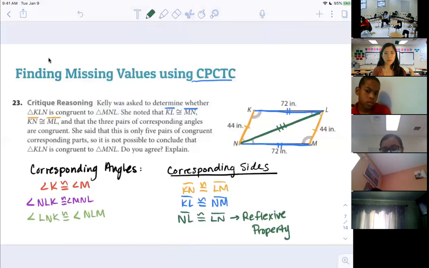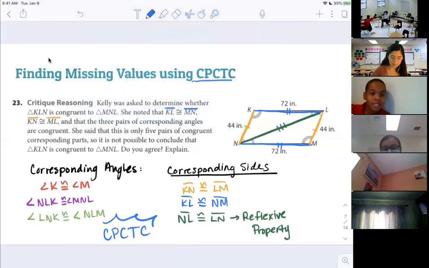So are these two triangles congruent? I have three congruent angles, three congruent sides. So I can say, what's the magic word? What can I say? CPCTC.